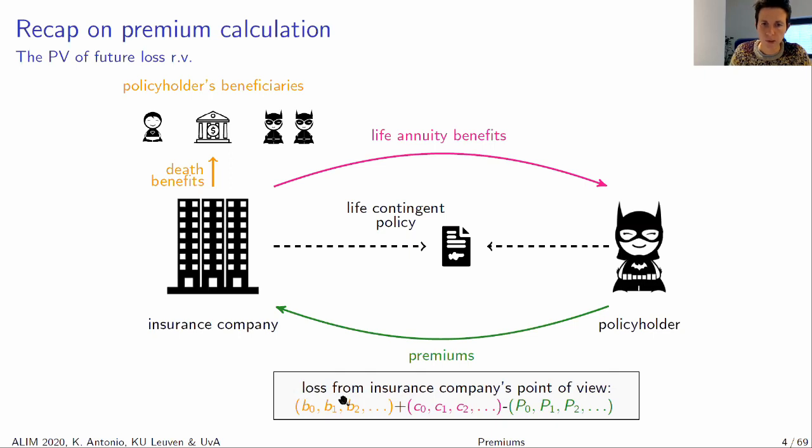So if we look at this loss, which I defined on the previous sheet, if I would write it down in a kind of discrete time vector notation, I would refer to it like this. So these are the insured amounts in orange in case of death in the first year, in the second year, and so on. These are the annuity payments, again, in discrete time, in the first year, second year, and so on. And this is the stream of premiums that I would pay in each discrete time period. So if I make this difference, I've got the loss vector, which I want to consider here in discrete time, right?